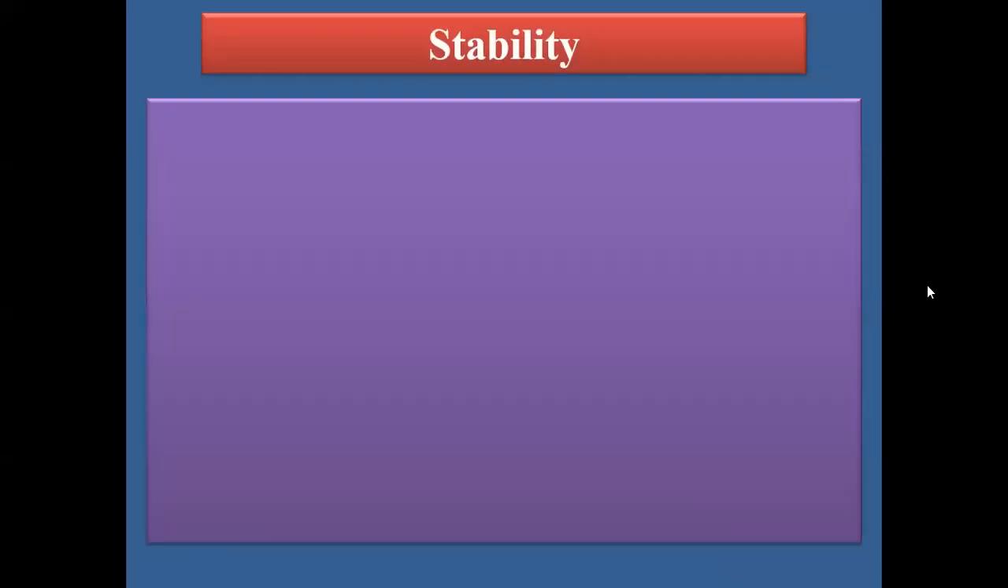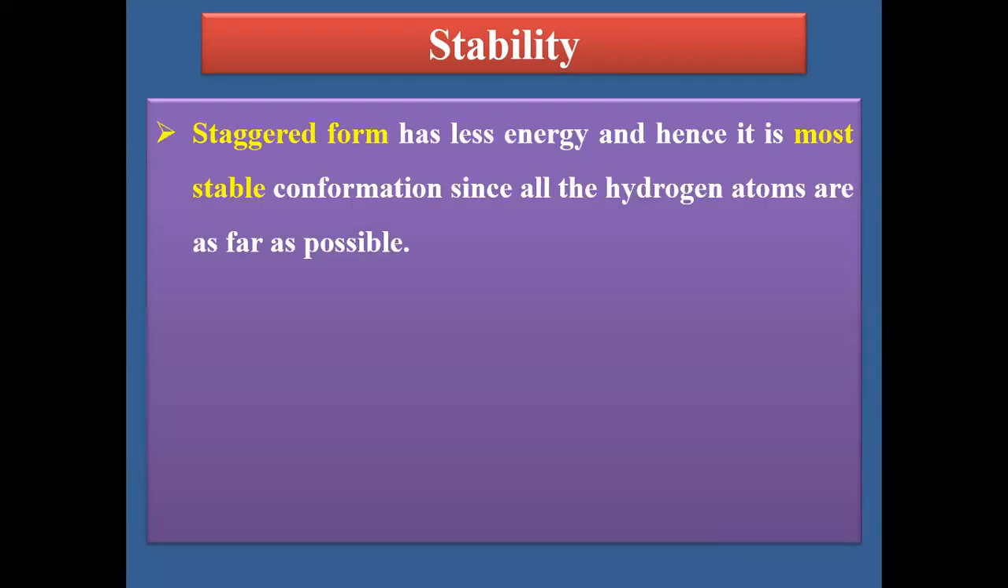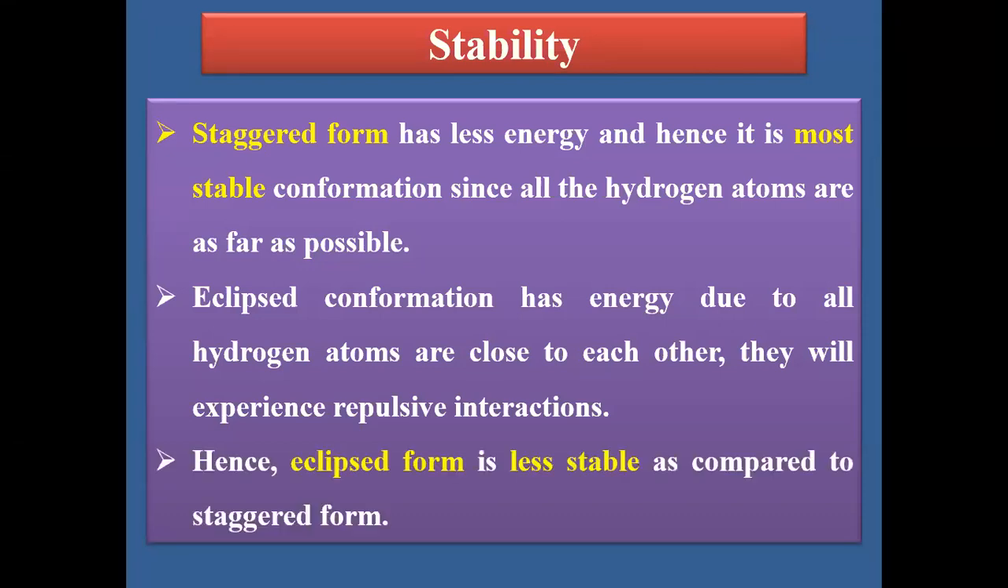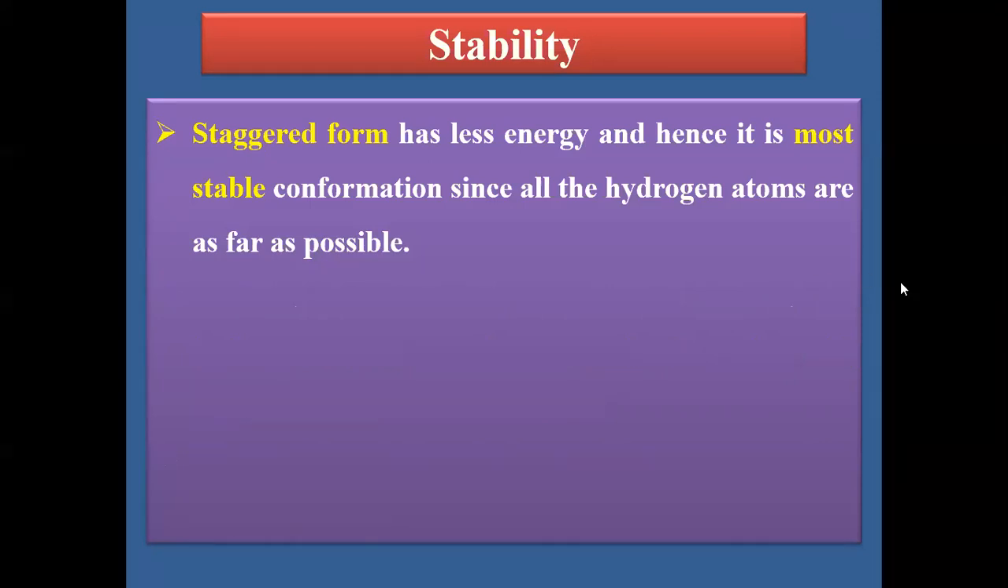Now, what are their stabilities? Of course, in conformation analysis, we compare the stabilities of conformations. So, staggered form has less energy and hence it is the most stable conformation since all the hydrogen atoms are as far as possible. Eclipse conformation has high energy because all hydrogen atoms are close to each other and they will experience repulsive interactions. Hence, eclipse form is less stable as compared to staggered form.